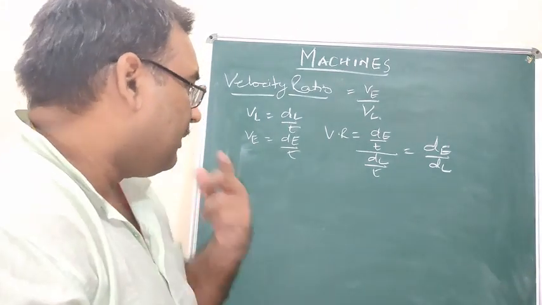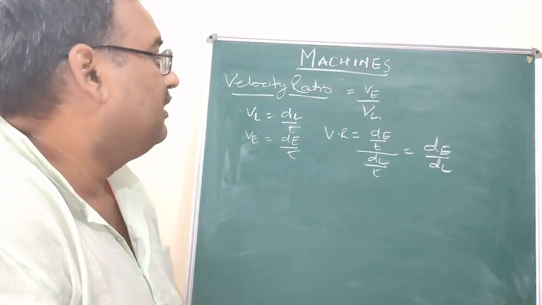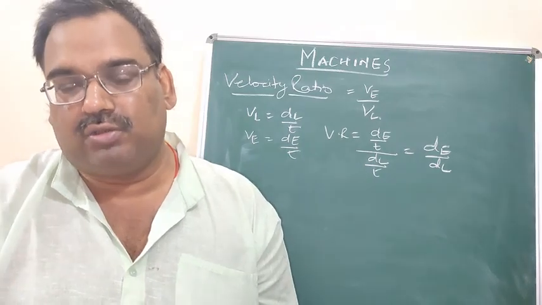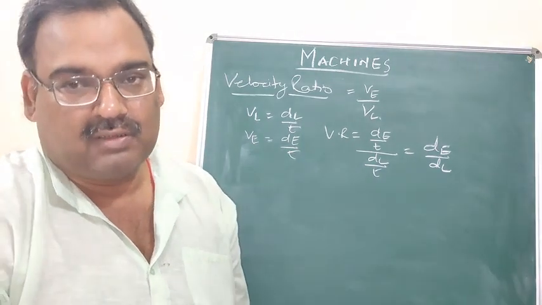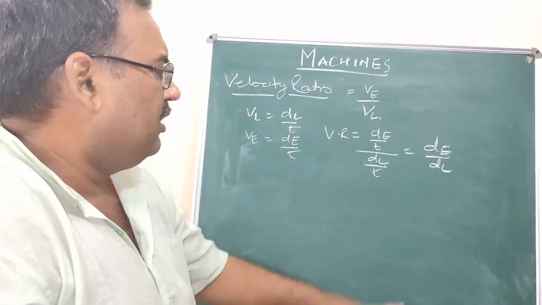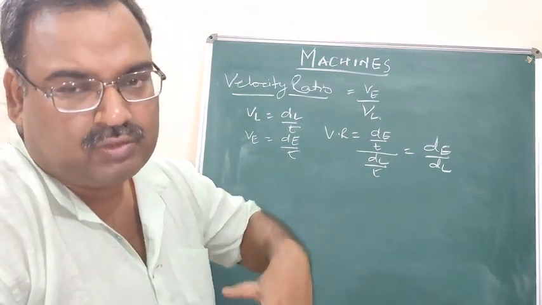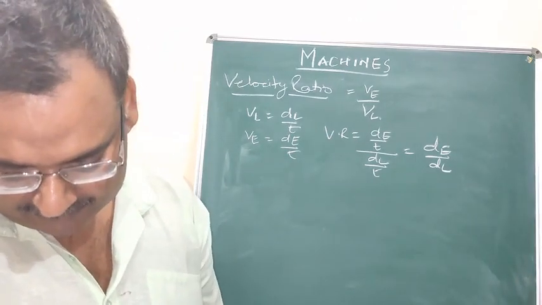Now here also there will be three conditions that will arise. Velocity ratio can have values greater than 1, equal to 1 or less than 1. So it's a ratio, and its value can be greater than 1, equal to 1 or less than 1.